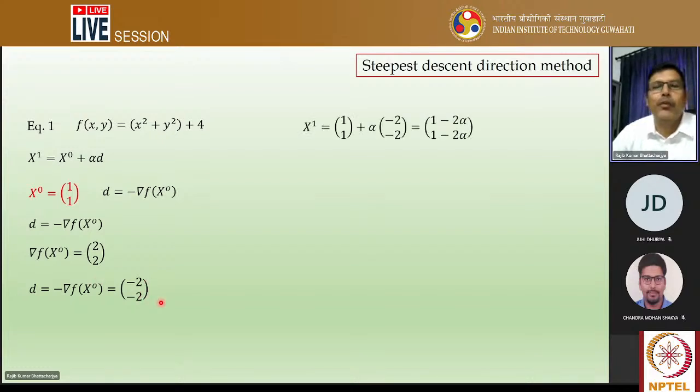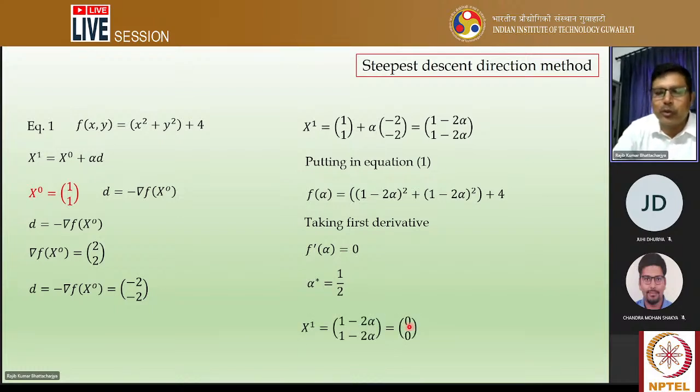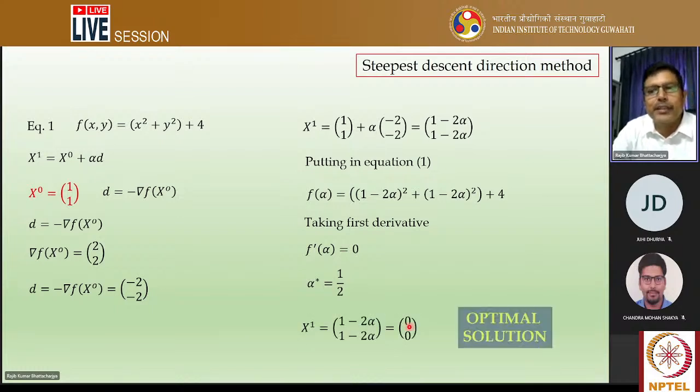If you apply these, x1 equals x0 plus alpha d, and you are getting 1 minus 2 alpha and 1 minus 2 alpha. If you put this in the equation and finally get this equation, and if I solve it, I get alpha star, the optimal value of alpha, as half, and I get this solution. So this is the optimal solution of this particular problem.